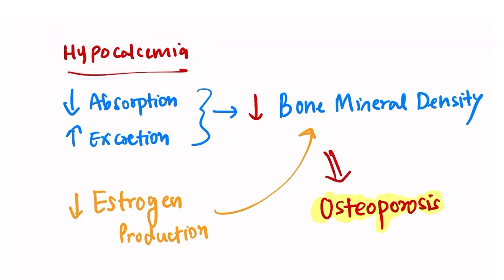Prednisolone decreases calcium by two mechanisms. First, it decreases its absorption, another, it increases its excretion. Both of these lead to decrease in bone mineral density. Also, prednisolone decreases estrogen production, which also leads to decrease in bone mineral density, and this can lead to osteoporosis. And this should always be kept in mind before prescribing prednisolone in the elderly age group.